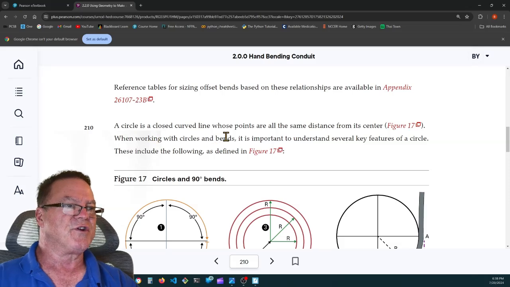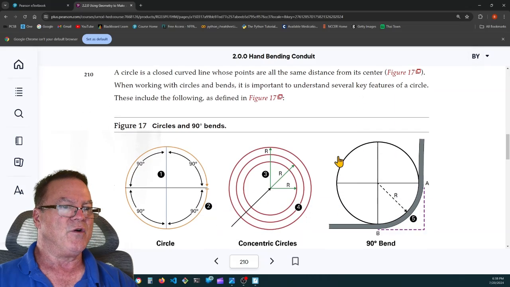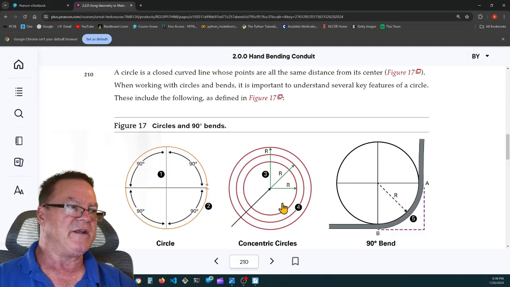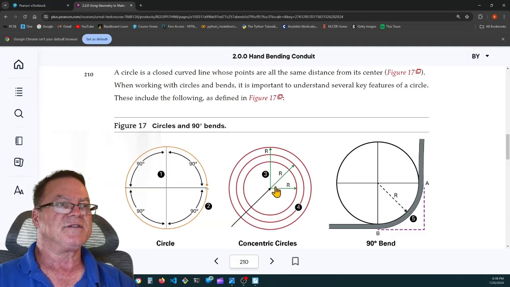A circle is a closed curved line whose points are all the same distance from its center, the focus. There's the focal point of the circle. These circles all have the same focal point. The radii are different lengths, but the focal point is the same. These are called concentric. And when you get real good at pipe bending, you can bend your conduits to be concentric 90s, and it looks really nice.